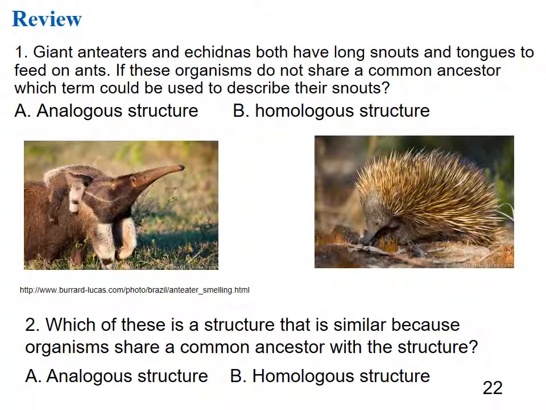So let's review then. Giant anteaters and echidnas, both of which are pictured below, have long snouts and tongues to feed on ants. If these organisms do not share a common ancestor, which term could be used to describe their snouts? That would be analogous structures. They do share a common ancestor at some point, but really we should say they do not share a recent common ancestor. And then number 2, which of these is a structure that's similar because organisms share a common ancestor with the structure? That's going to be B, homologous structure.